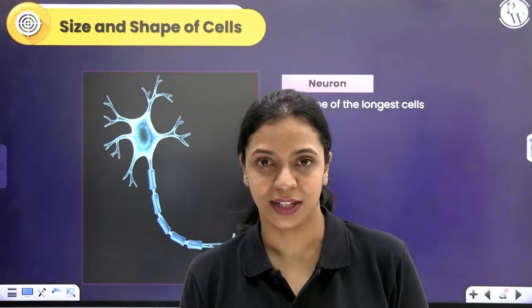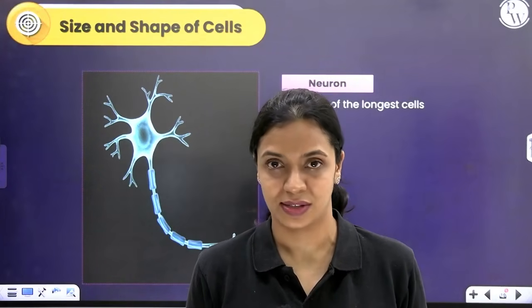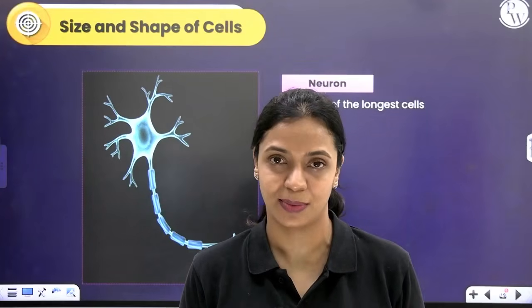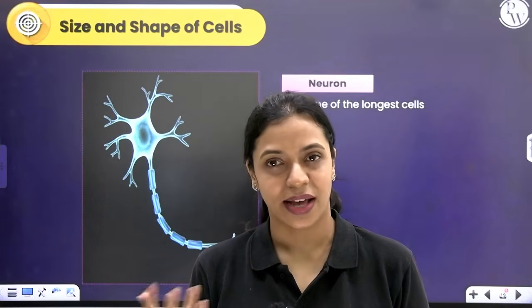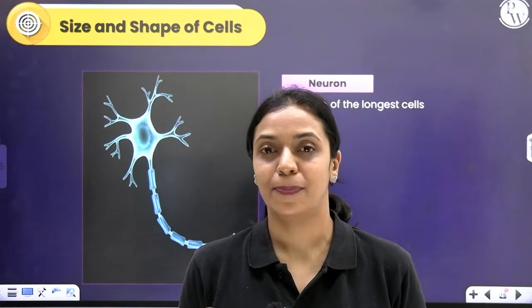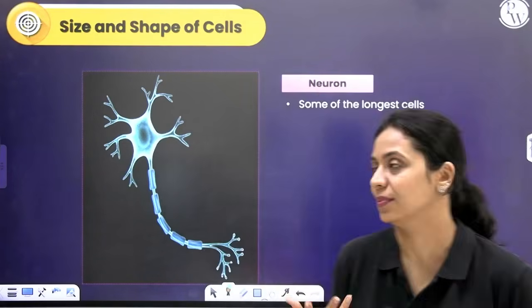Of course, there are variations. Every cell in our body is not the same length. Every cell in our body is not the same shape. Basically, what is the size of a cell? What is its shape? Depends on what its function is in our body. Let's understand that.